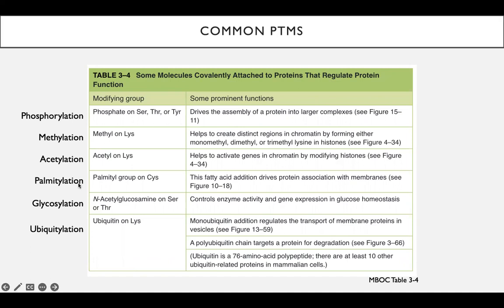But palmitoylation, which is a form of lipidation to proteins, that's a common addition that will then drive protein association with membranes. So it's an example of how protein PTM can alter protein localization.